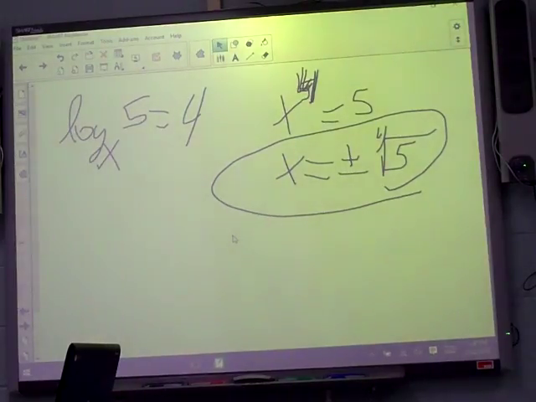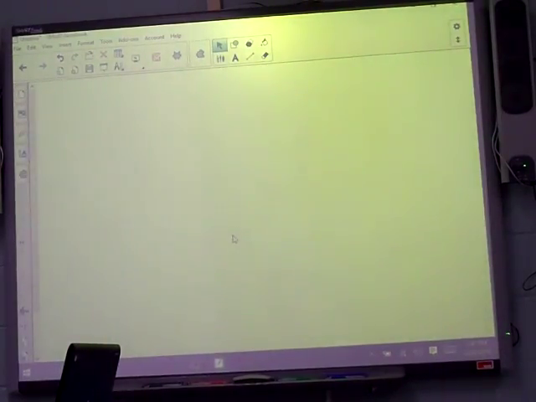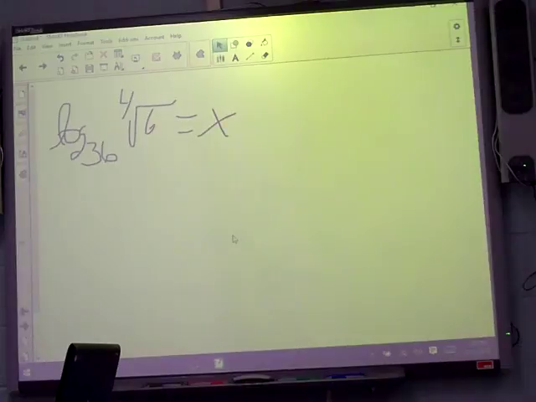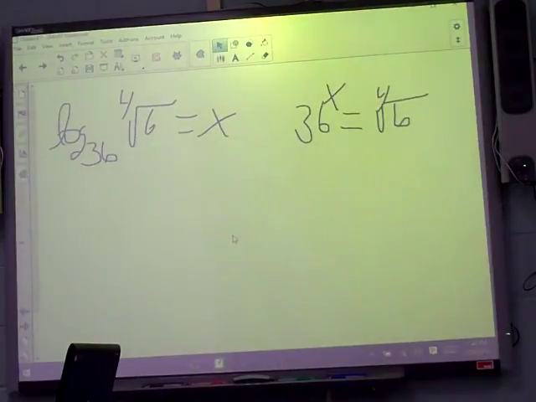Alright, one more that's the hardest of these kind, then we'll look at the next phase. I got log base 36 of the 4th root of 6 is equal to x. Alright, so what will our exponential form look like? 36 to the x is equal to the 4th root of 6. Good, Kaylee's got that rewritten in exponential form.